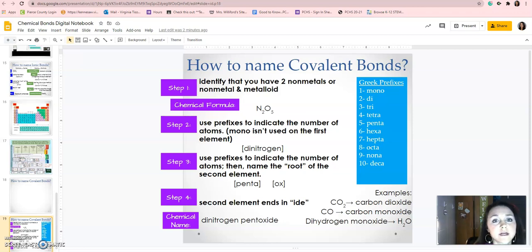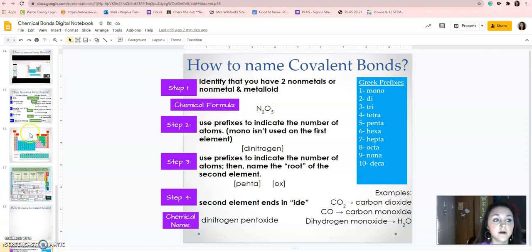So in this video, we're going to talk about how to name covalent bonds. We talked about the difference between ionic and covalent bonds, and it's really important to remember that a covalent bond is between two nonmetals. So when it's time to start naming bonds, the first thing you have to do is identify what type of bond you have.